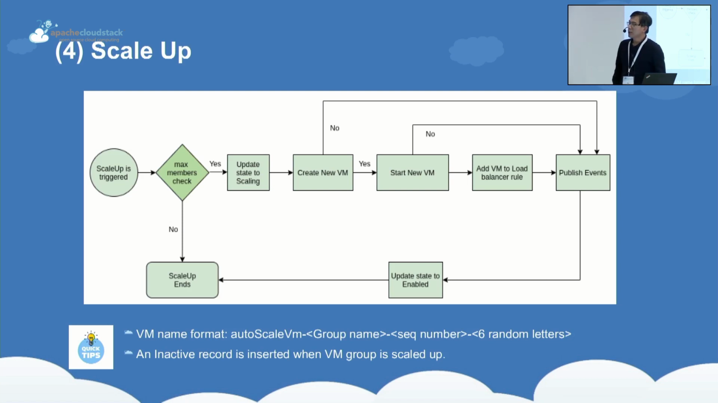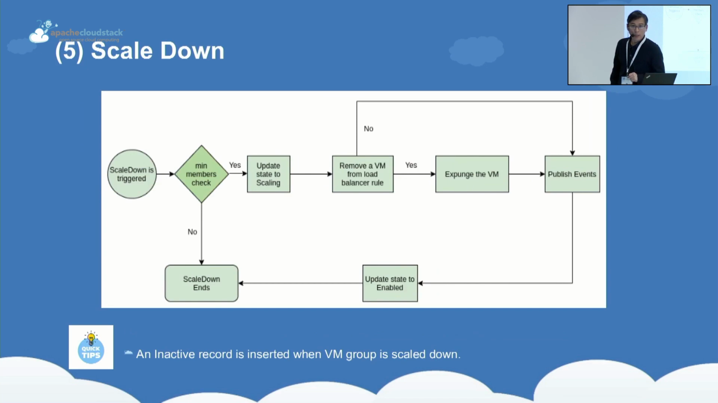Scale up. When CloudStack determines to scale up the VM group, it will first check the maximum number of the VM group, then update the state to scaling, create a new VM, start the VM, and add the VM to the load balancer. And that's it. The format of the VM name is AutoScale-VM, dash, group name, dash, sequence number, and dash, 6 random letters at the end.